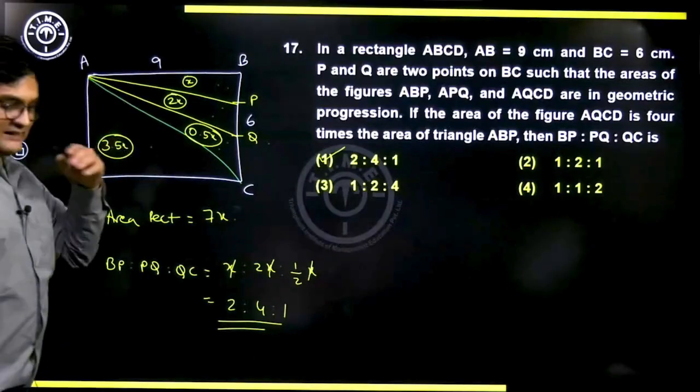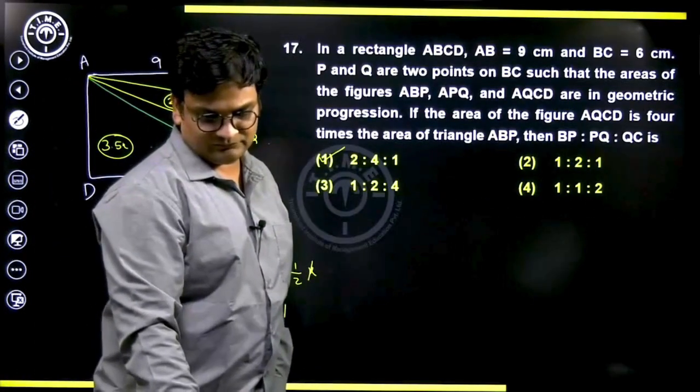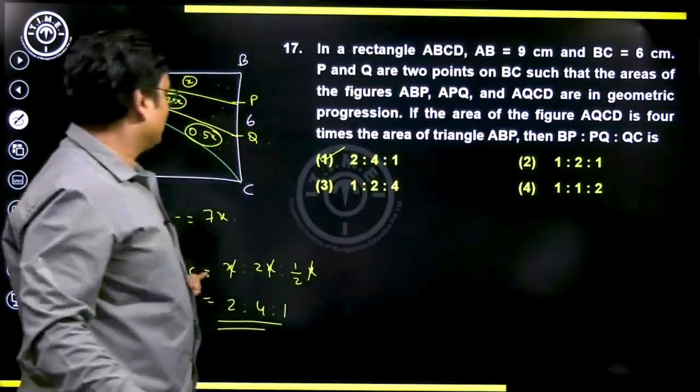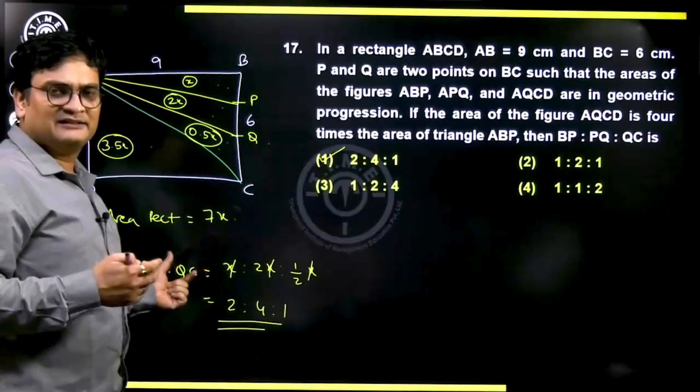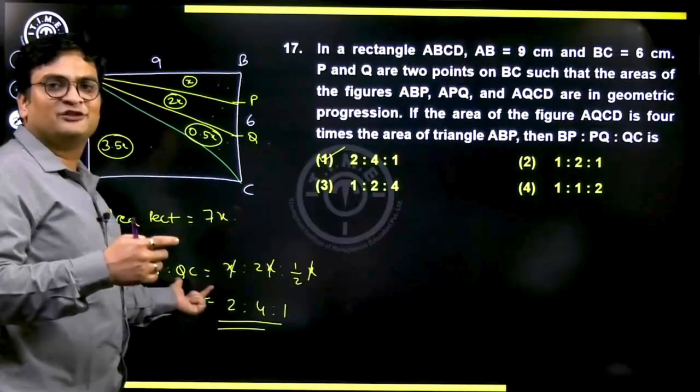Alright, so this way we can answer this question from geometry area. Not so difficult if you have this basic idea about rectangles and triangles, that if heights are equal then the area ratio will be equal to base ratios.